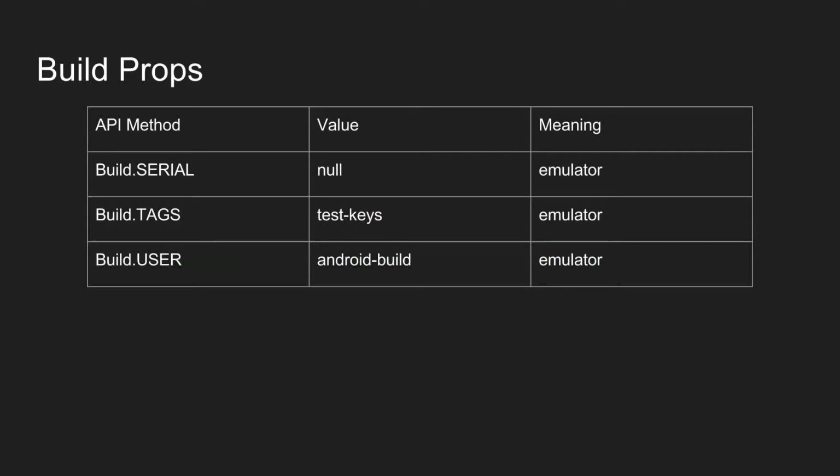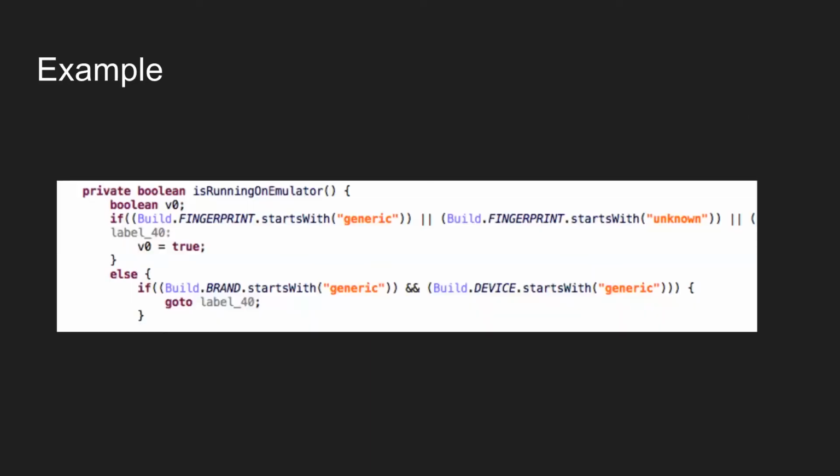And also test-keys in Android build. Here's what it'll look like in the code. You're going to see something that looks like Build.FINGERPRINT starts with generic, or fingerprint starts with unknown. Again, it very blatantly stands out in the code base.